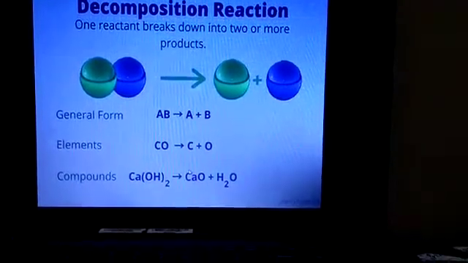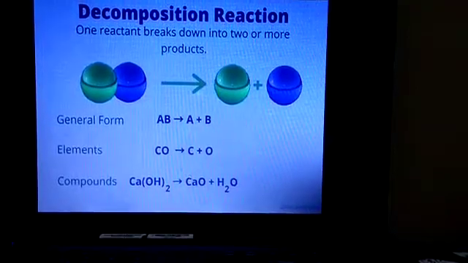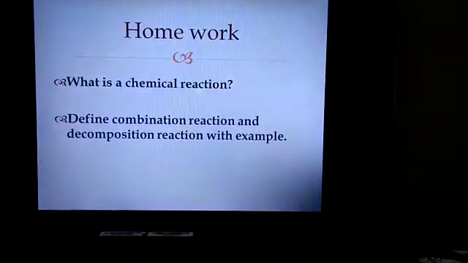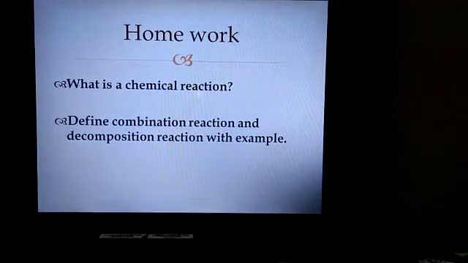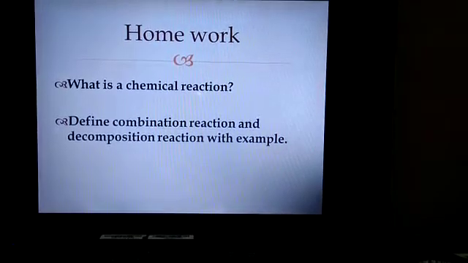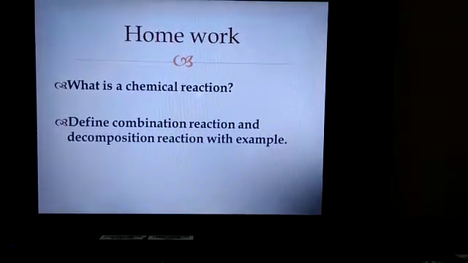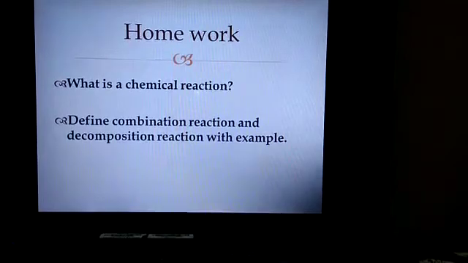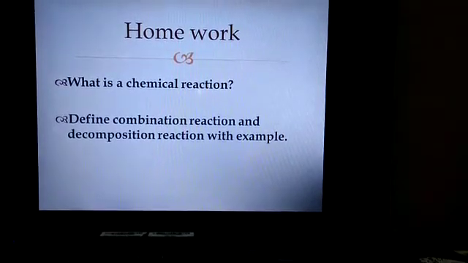Just go through them. Now today's homework. Question number 1: What is a chemical reaction? Question number 2: Define combination reaction and decomposition reaction with example. Write these answers in your chemistry notebook.